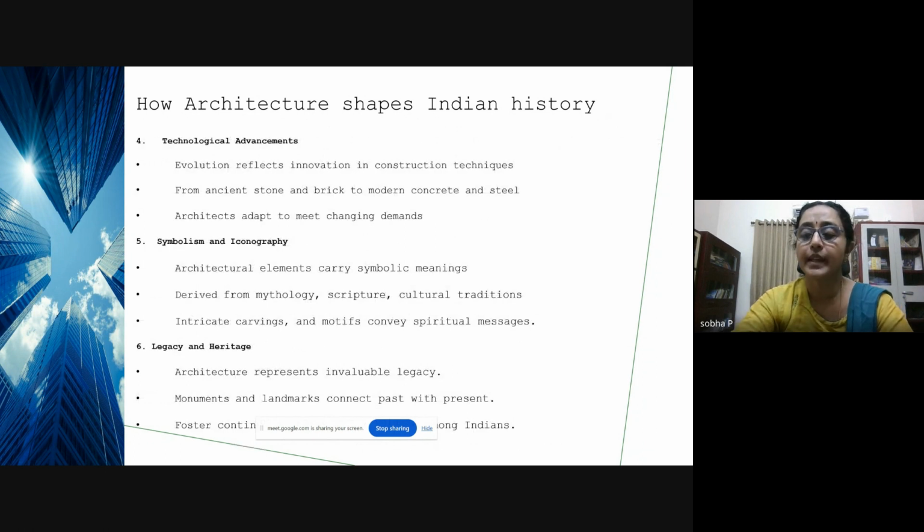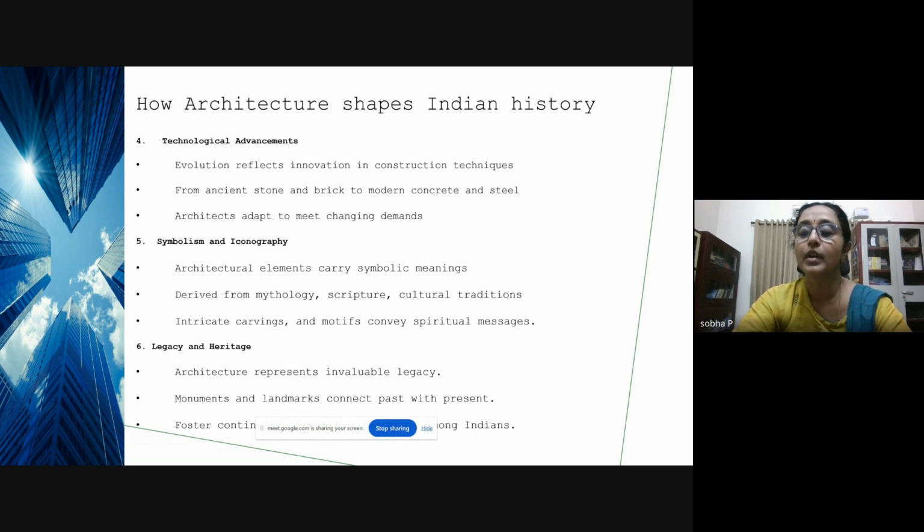Then coming to technological advancements, we have a remarkable evolution in construction techniques, progressing from the ancient methods of stone and brick to the present concrete and steel. From designing earthquake-resistant structures to incorporating green building practices, Indian architects demonstrate a commitment to innovation and responsiveness to contemporary challenges.